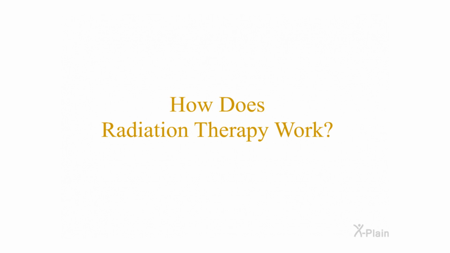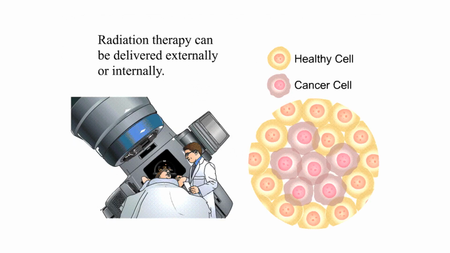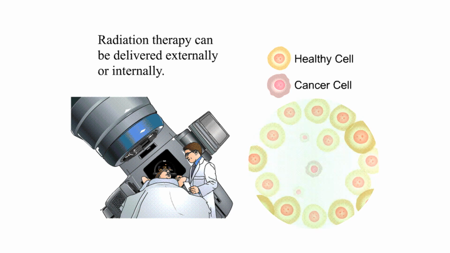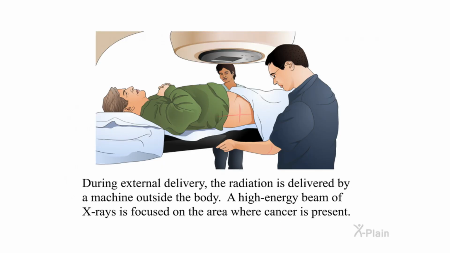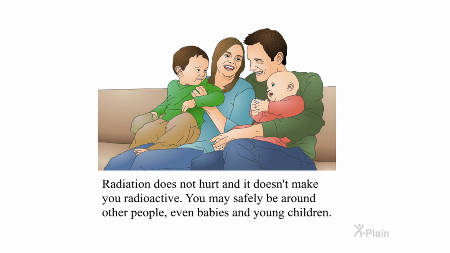How does radiation therapy work? Radiation therapy can be delivered externally or internally. During external delivery, the radiation is delivered by a machine outside the body. A high-energy beam of X-rays is focused on the area where cancer is present. Radiation does not hurt, and it doesn't make you radioactive. You may safely be around other people, even babies and young children.